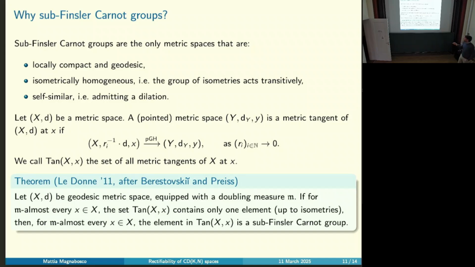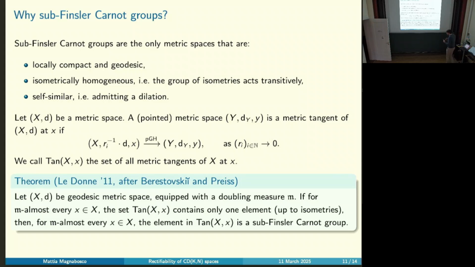So first of all, what is a metric tangent? If you don't know, the point is that we take a metric space, and we say that a pointed metric space, meaning a metric space with a distinguished point, is a metric tangent if there is a sequence of rescalings of this type, going to zero, that converge in the pointed Gromov-Hausdorff convergence to this space.